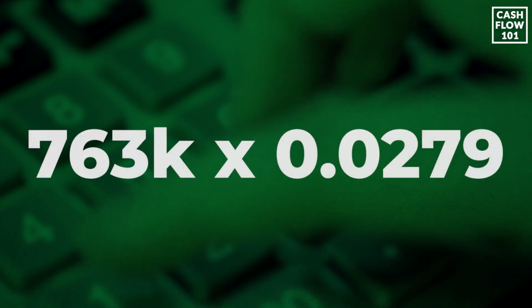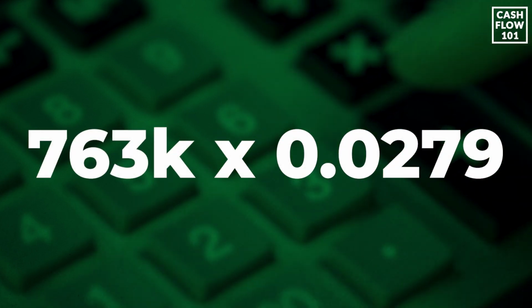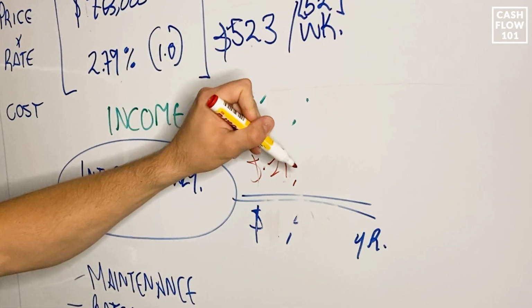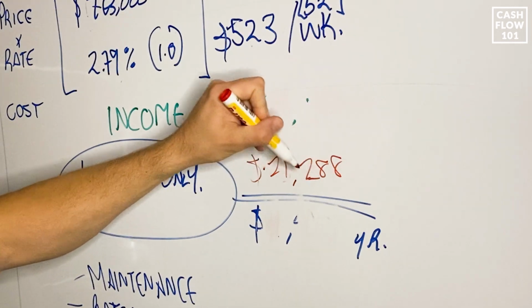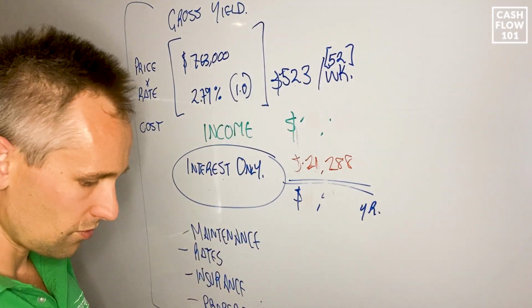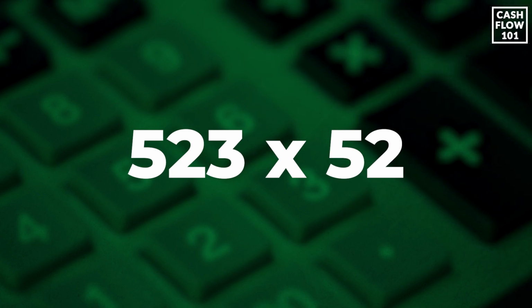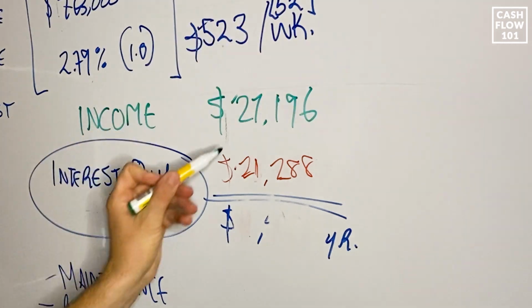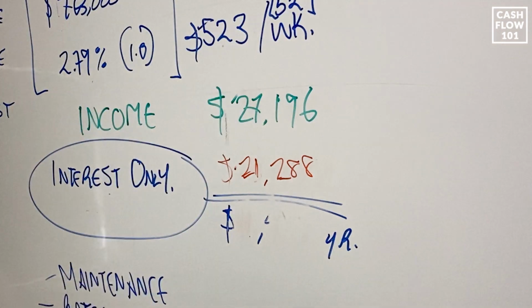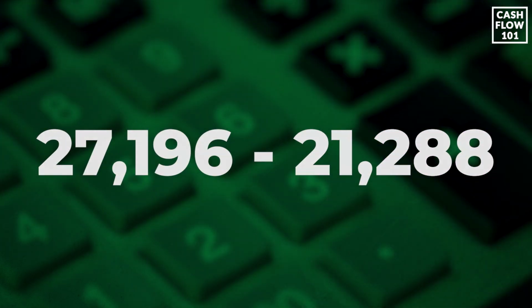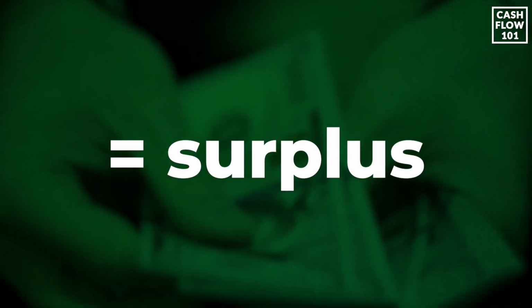So we take those numbers, 763 times 0.0279, and that's our annual cost, $21,288. That's what we're going to pay as an interest only expense to the bank. And then we're going to take the weekly rental amount, $523 a week, times 52, and what we get is $27,196. So best case scenario, we're going to make $27,196, and it's going to cost us $21,288 a year.